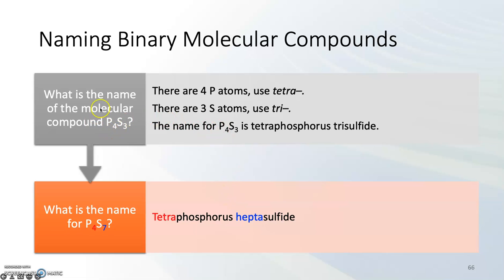Let's look at one example. What is the name of the molecular compound P4S3? Since there are 4 phosphorus atoms, you use tetra because tetra means 4. There are 3 sulfur atoms, so you use tri for sulfur. So the name of P4S3 is tetraphosphorus trisulfide. How about the name for P4S7? You see here 4 phosphorus, so you use tetraphosphorus. The 7 sulfur, because 7 is hepta, so you write heptasulfide. So the name is tetraphosphorus heptasulfide.